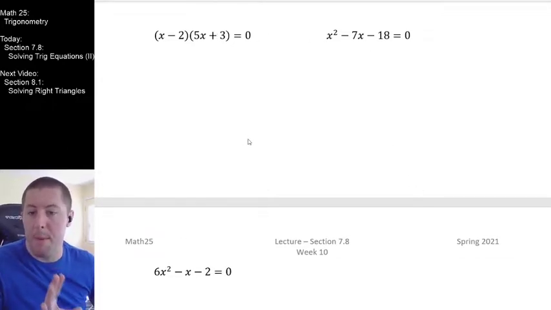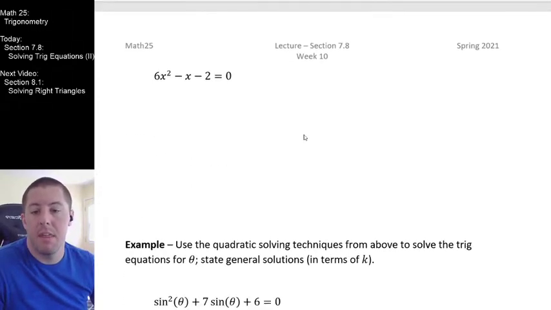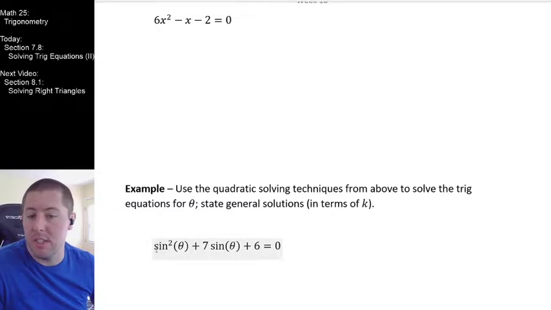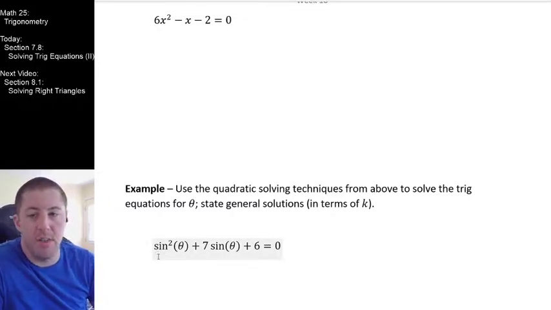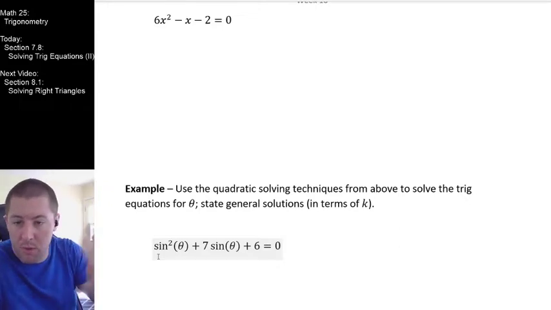No trig, we just want to remind ourselves algebraically what we do to solve these types of equations. Then we'll go on and look at some equations that are quadratic in form, but officially trig equations. So in this next example, you can see the fourth one we'll look at today.